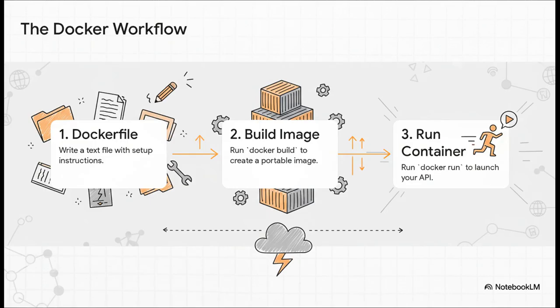The whole process is remarkably straightforward. First, you write a simple text file called a Dockerfile. Just think of it like a recipe that lists every ingredient and step needed to build your application's environment. Then you run one command to build your container image and a final command to run it. This three-step process is pretty much the gold standard for deploying modern applications.